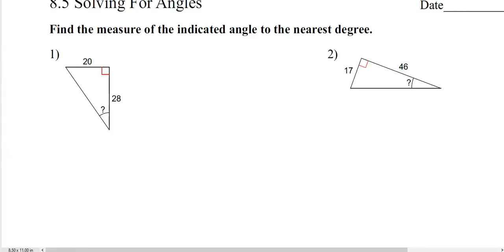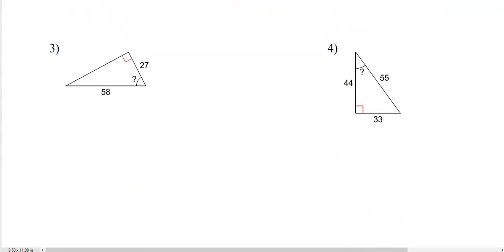So number 2, why don't I scroll down because that looks like another tangent one. We'll scroll down. Let's bust out number 3 together. So number 3, put my dude on the angle I'm looking for. I label, this is the hypotenuse because it's across from 90. Side closest to me is adjacent. So I'm going to use cosine.